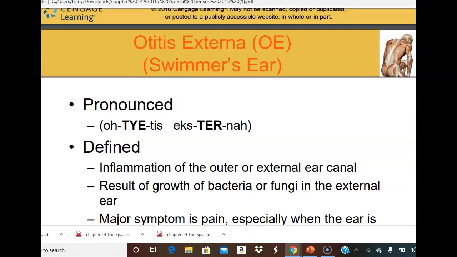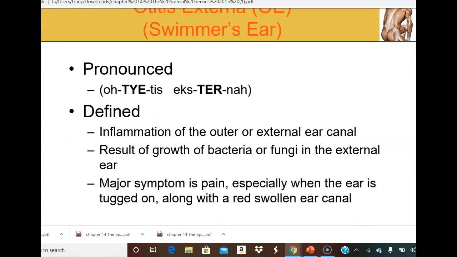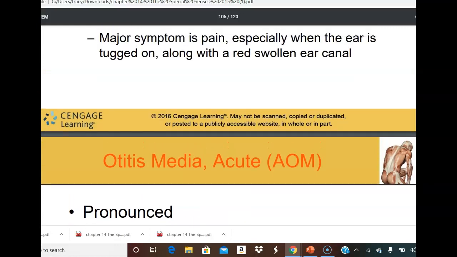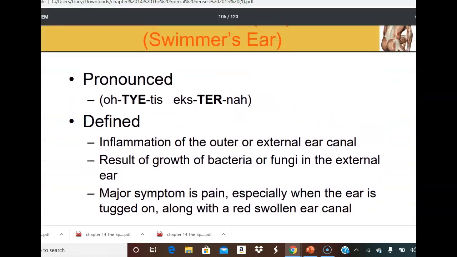Now we'll talk about ear infections. These are really common. So we have external otitis, or otitis externa, which is swimmer's ear. I kind of mentioned this when we went through the anatomy, where we get an inflammation of the outer or external ear canal. Generally, bacteria have invaded, or sometimes with people that have immune compromise, they can get a fungal infection in there as well. It can hurt.